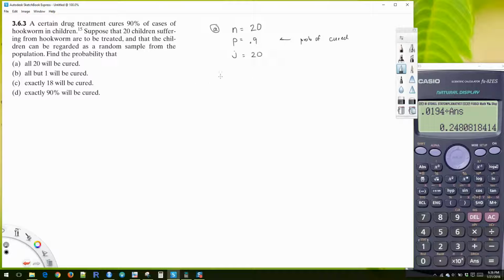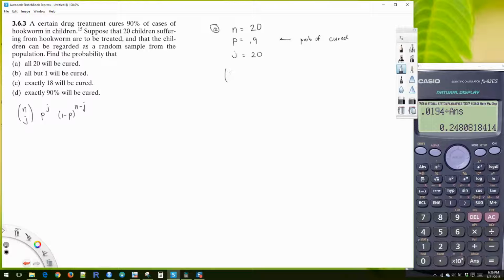Okay, and so in this case, we're going to just use the binomial formula, which is n choose j, p raised to the j times 1 minus p raised to the n minus j. What this means is we want j successes. The probability of a success is p, and it has to happen j times. The probability of failure is 1 minus p, and it has to happen n minus j times.